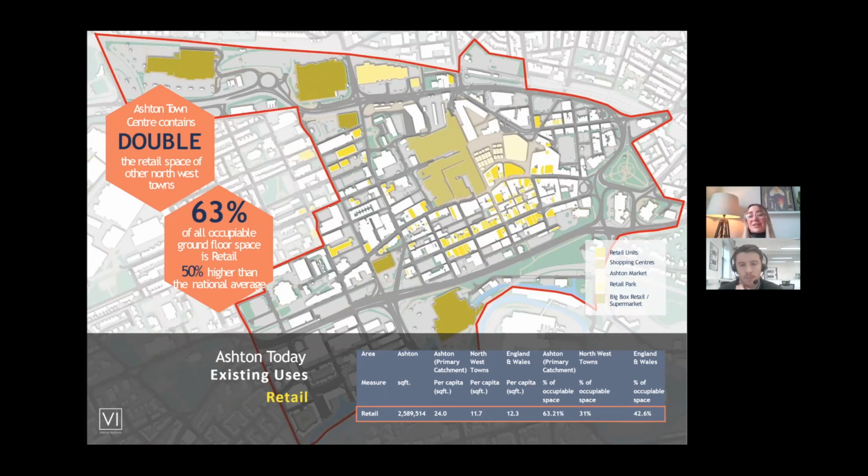And about 63% of all occupiable floor space in the town centre was retail. As we said, that's about 50% higher than the national average, but it also means that when people are changing their behaviours and the way that they engage with the space, and preferring to engage in retailing outside of Ashton, both in Manchester and on the internet, all of the occupiers in the town centre are suffering, and there are far fewer footfall drivers in the town centre outside of retail to make up for the loss of footfall that we saw in the retail.